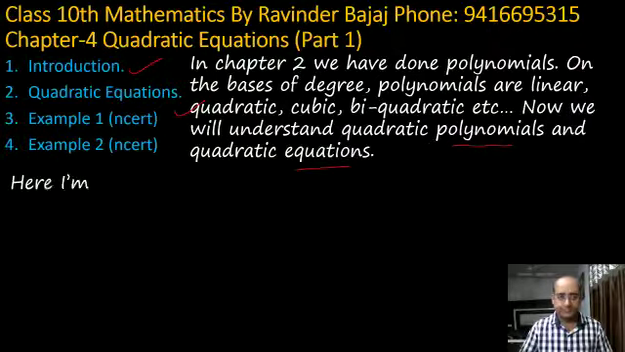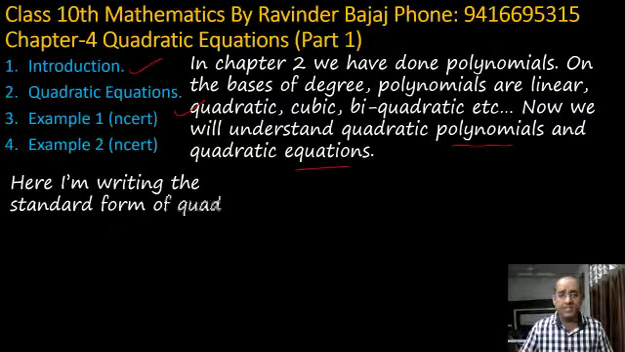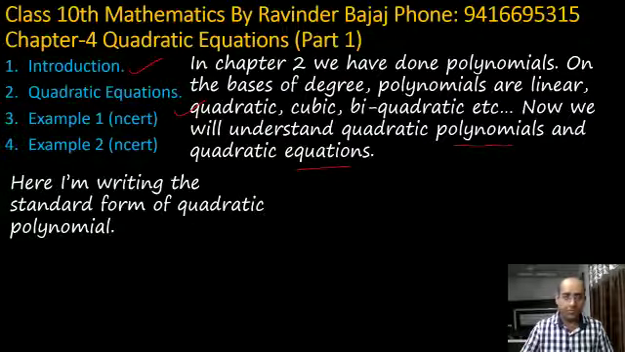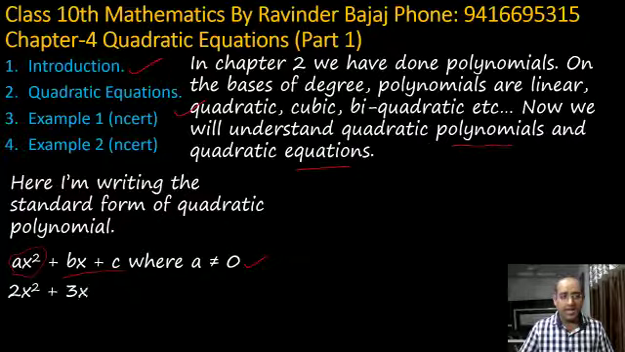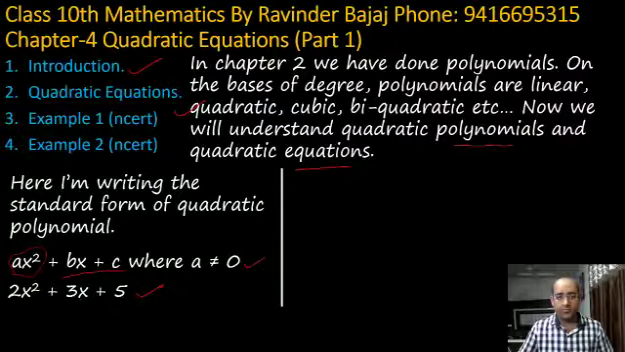See, here I am writing the standard form of a quadratic polynomial. First, the polynomial we are talking about. This is the standard form of a quadratic polynomial: ax square plus bx plus c, where a is not equal to 0. Because if a is equal to 0, then the first term will become 0 and the remaining terms will be a linear polynomial. Therefore, a should not be 0 in a quadratic polynomial. And this is an example: 2x square plus 3x plus 5 is an example of a quadratic polynomial.